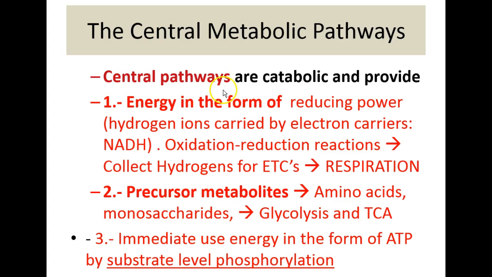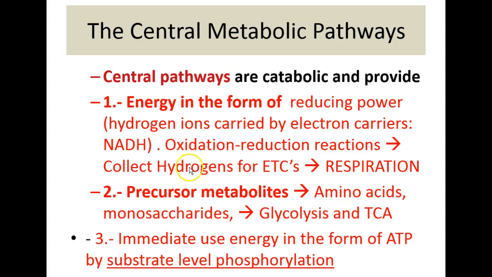These organisms will use these central catabolic pathways to provide them with energy in the form of hydrogen ions that will be carried by electron carriers like NADH or FADH2. These electron carriers will take the electrons to the electron transport chain, where ATP will be produced via a process called respiration.